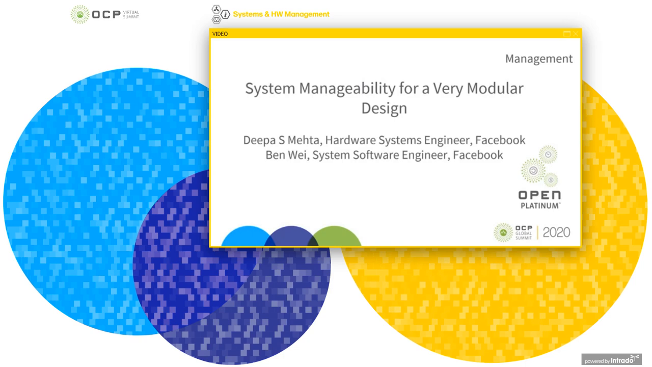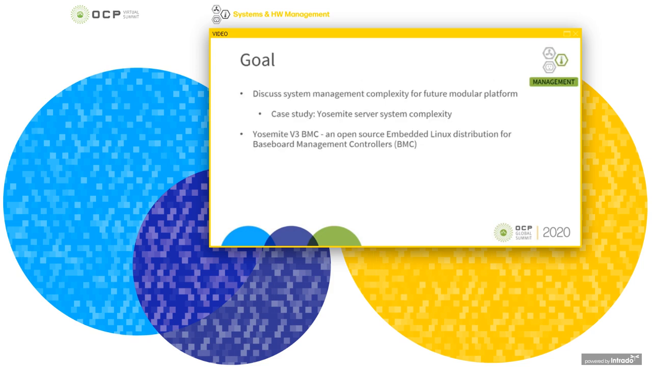Today my colleague Ben, who is a system software engineer at Facebook, and I will be going over system manageability for a very modular design. We'll be discussing two parts today. First, I'll go over the system management complexity for future modular platforms using Yosemite v3 as a case study. Then Ben will go over the open source embedded Linux distribution for baseboard management controller using Yosemite v3 BMC as a case study as well.